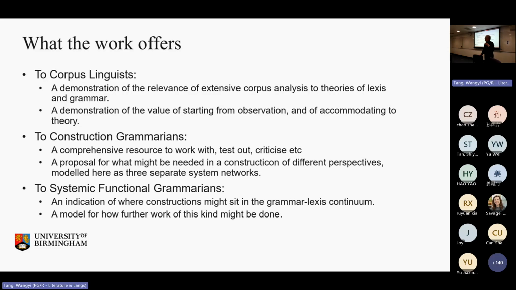To systemic functional grammarians, I think it suggests where constructions might sit in the lexis grammar continuum. Systemicists, right since Halliday, have said we have a continuum from the most general statements of grammar at one end to the most specific statements of lexis at the other end. And somewhere in the middle sit patterns or constructions. And I think what I've demonstrated is perhaps where in the middle those constructions might sit, and possibly provide a model for how future work of the kind might be done.